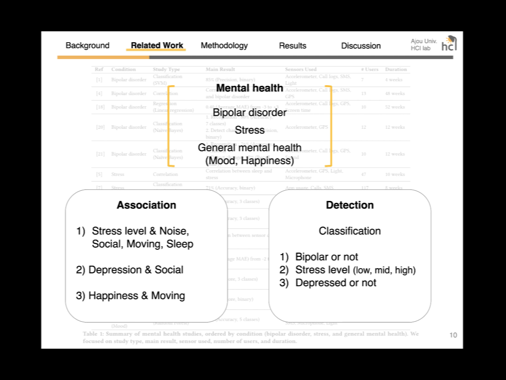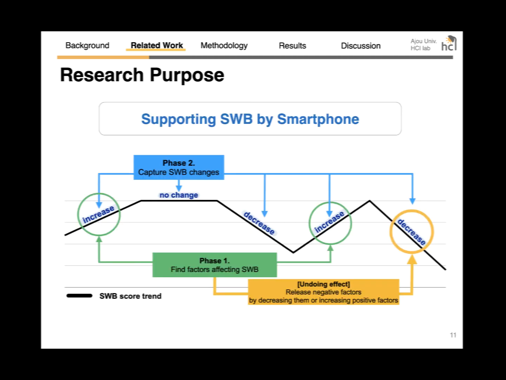Second, for detection, most studies have been conducted to determine the symptoms of mental health through the classification model. Examples include bipolar or not judgment, judgment of stress level, and detecting whether depression or not. From prior studies, we have confirmed that mental health condition can be identified through smartphone passive sensing. Based on this, we tried to find a way to help subjective well-being with passive sensing.